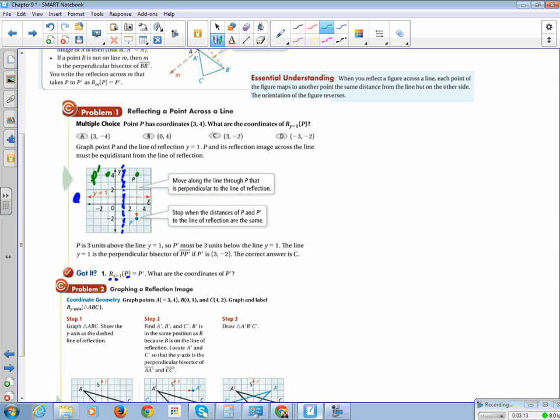So for P prime, we look at P right here. He is 2 units away from x equals 1. So we're going to go to the other side of x equals 1, 2 units, and that's where my P prime is going to live. So the reflection, this is the Got It number 1, reflection across x equals 1 of point P: the coordinates of P prime are negative 1, 4.